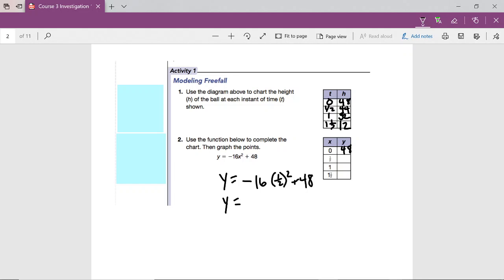Okay, 1/2 squared. Well, 1/2 squared is 1/4, so I have negative 16 times 1/4 plus 48. That means that I have negative 16 times 1/4. Well, that's negative 4 plus 48, which is 44 feet. Looking familiar to what we had earlier. All right, now let's try this again with 1 second. We get negative 16 plus 48, which gives me 32 feet. And as you can imagine, and you can check this out, when I put 1.5 seconds in there, I am going to get 12 feet. These are exactly the same because this equation does actually show that situation that we had above in the diagram.